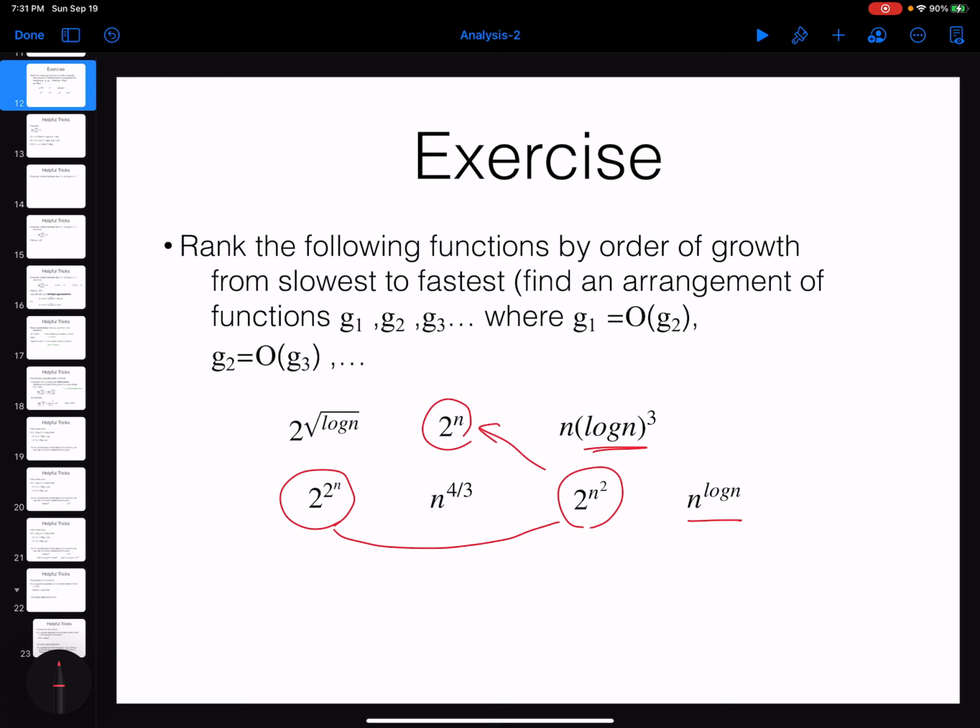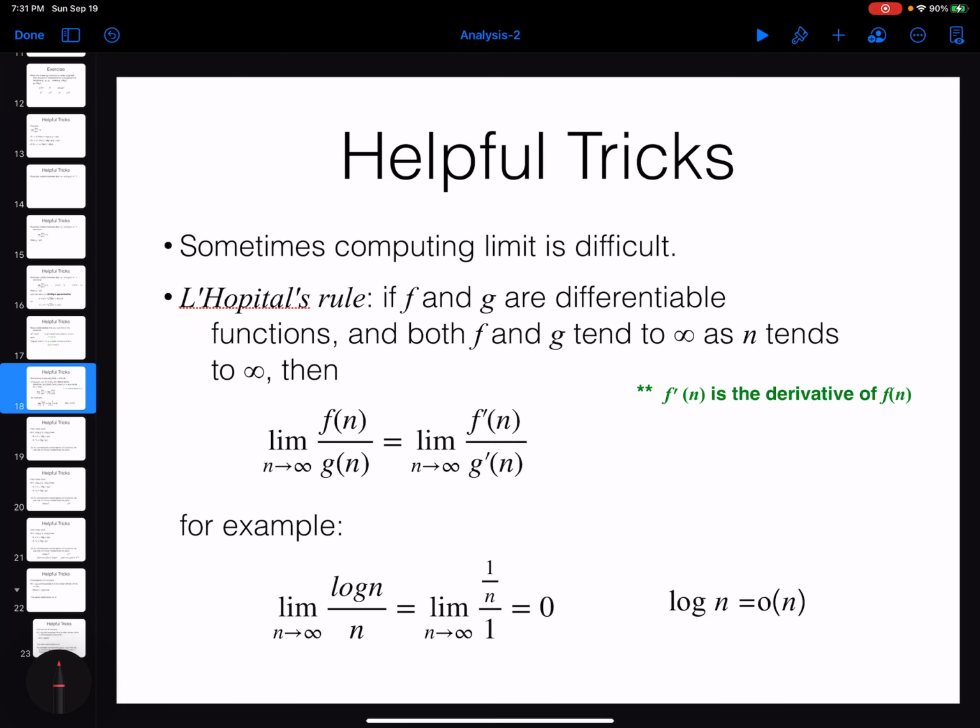Okay, what else? Let me see what we had here.